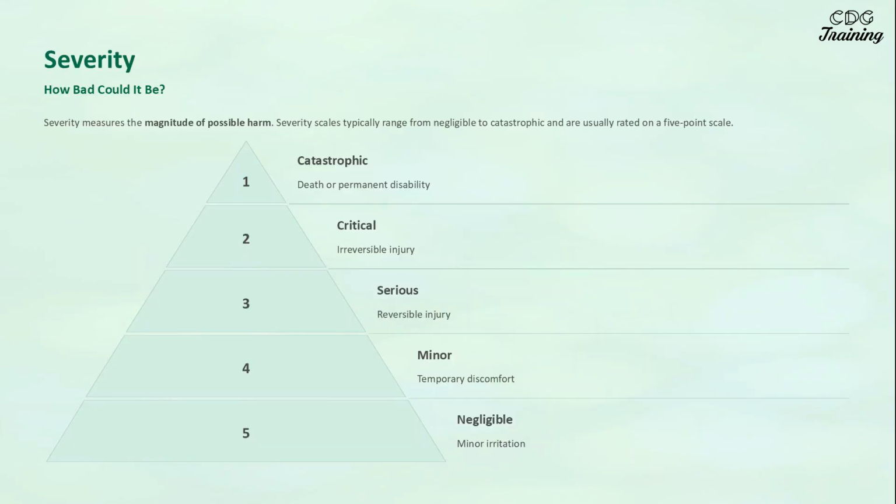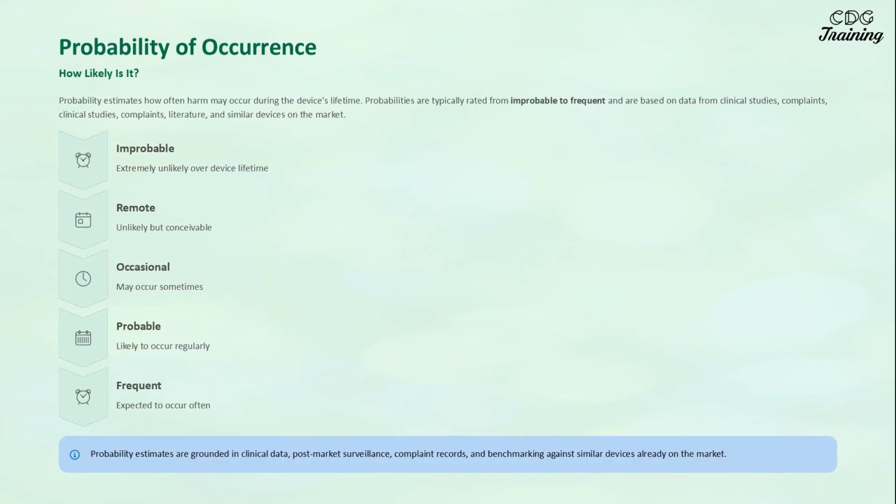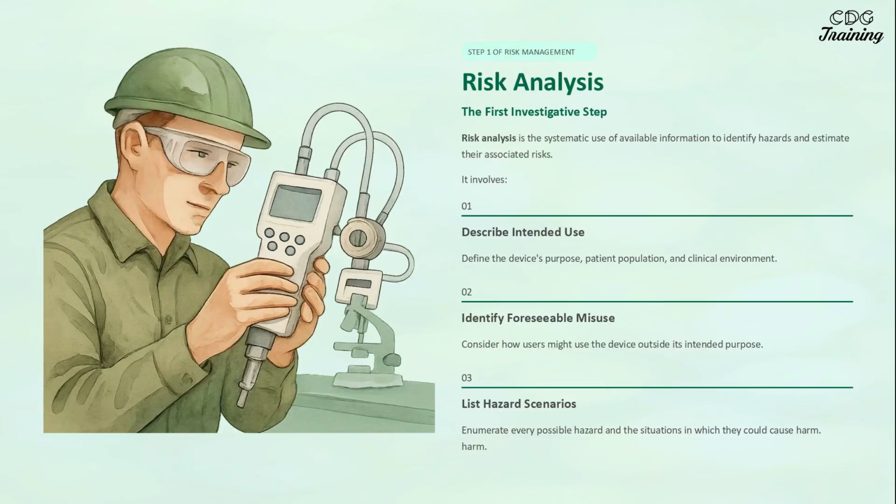Severity measures the magnitude of possible harm. Severity scales typically range from negligible to catastrophic and are usually noted on a 5-point scale. Probability estimates how often harm may occur during the device's lifetime. Probabilities are rated from improbable to frequent and are based on data from clinical studies, complaints, and similar devices on the market. Risk analysis is the systematic use of available information to identify hazards and estimate their associated risks.